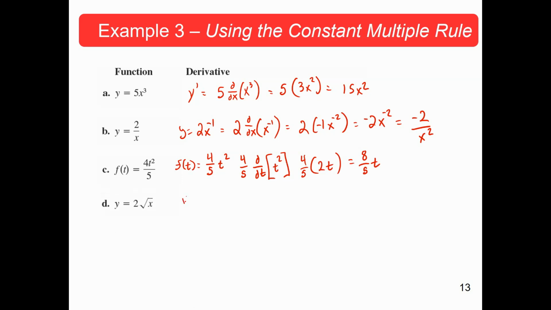Here, we once again have to rewrite it as 2x to the 1/2, which is going to be 2 times the derivative of x to the 1/2. We know this is, bring the 1/2 out front, x, 1/2 minus 1 is negative 1/2. So half of 2 is just 1, x to the negative 1/2, which is just 1 over x to the 1/2. Or, since we started in radical, we'll finish in radical, 1 over square root of x.